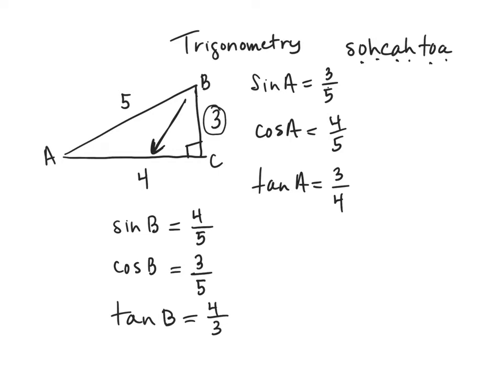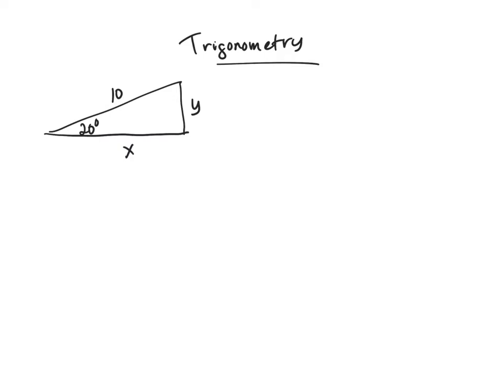So we're always going to use the acute angles when you use our normal right angle trig. So it's either going to be, in this case, either A or B. We won't use the right angle. So here's an example of how to use this. If I wanted to find x and y, and I had a triangle with a 20-degree angle in it, and I knew the hypotenuse was 10. Let's say we want to find y.